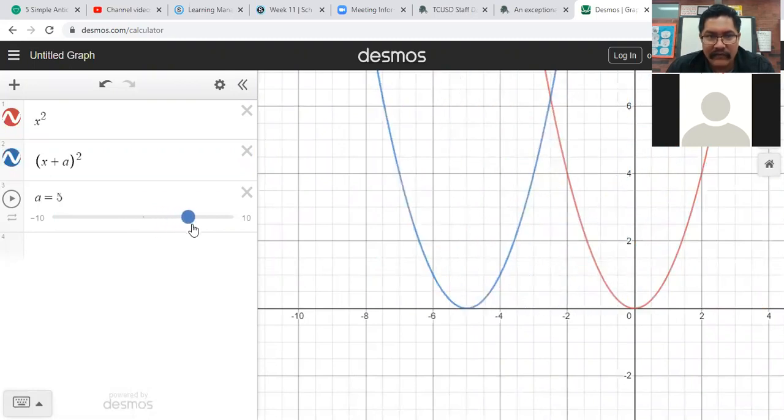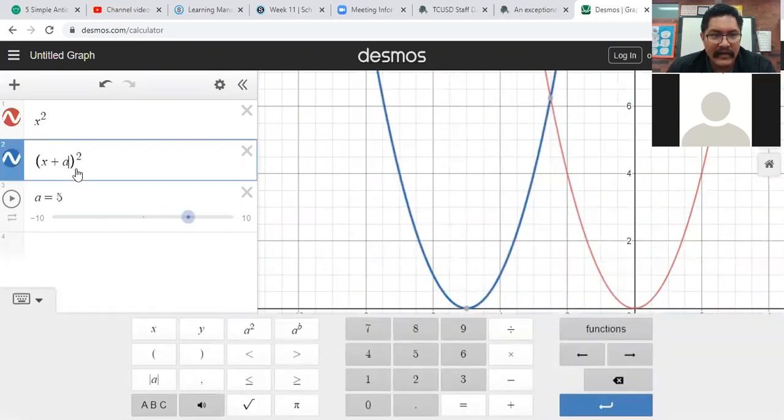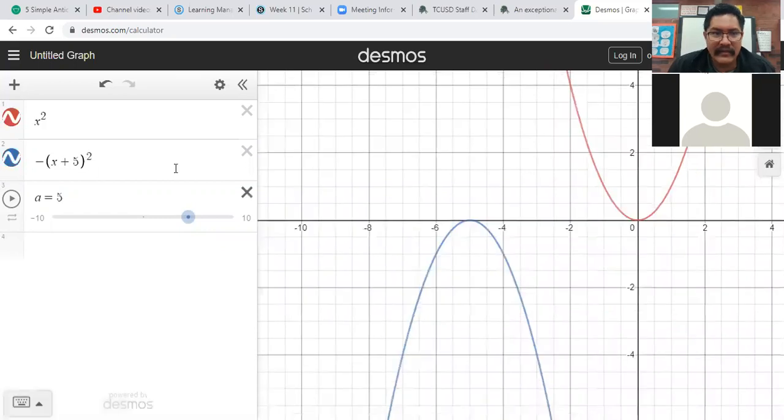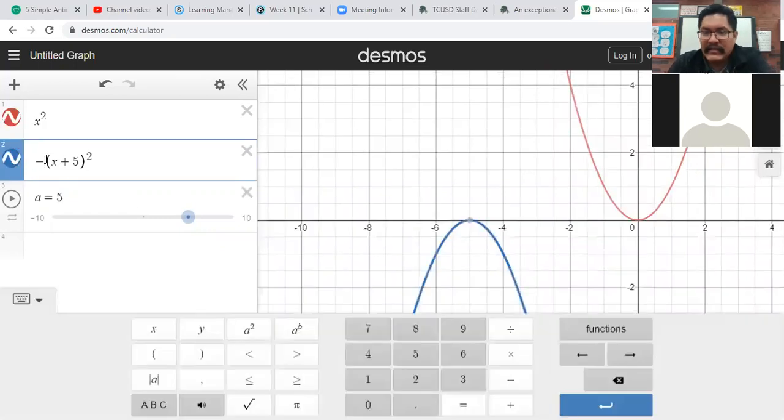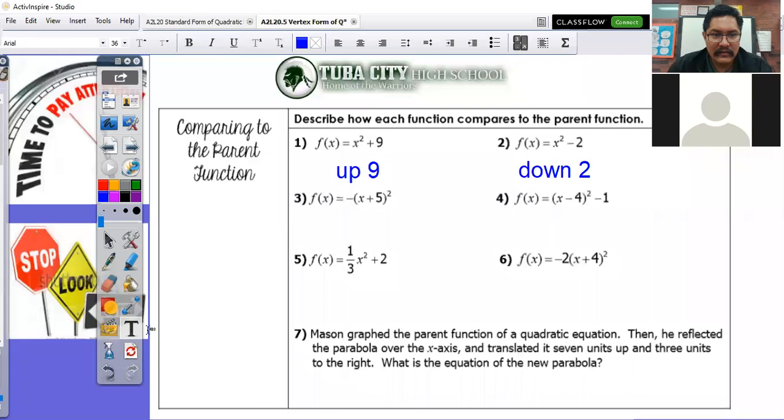Now for this one, we needed 5, so I'm going to put it right there at 5. And I think it was also negative as well. So that's going to flip it downwards. You can see as I type in the negative or erase the negative, the graph flips downward. So this one has 2 movements covered. So it's reflected.